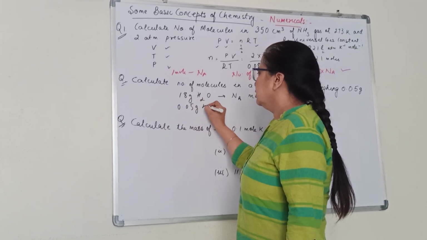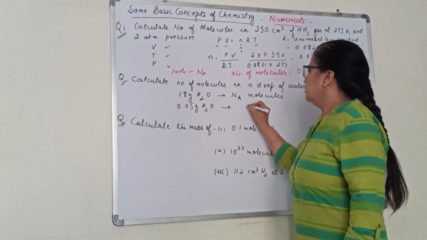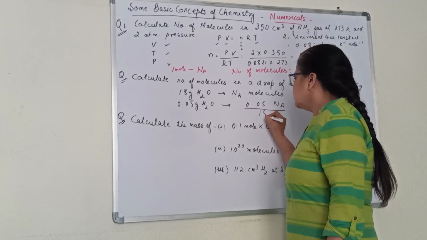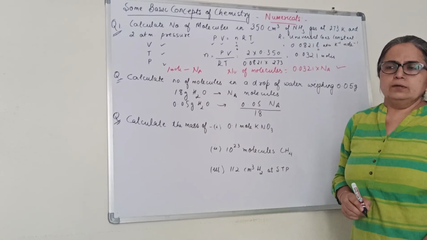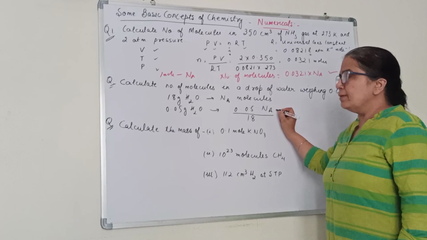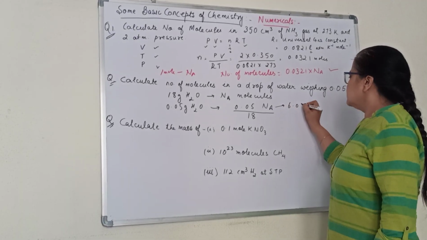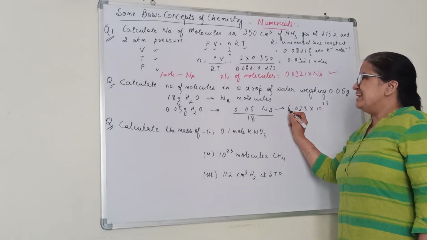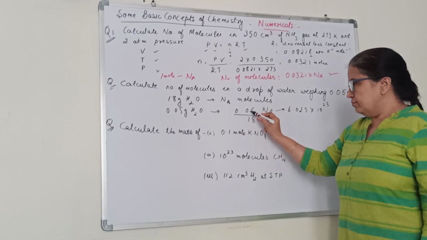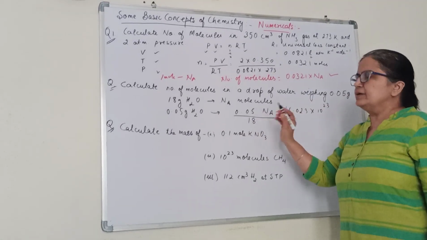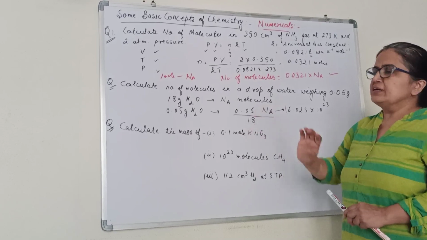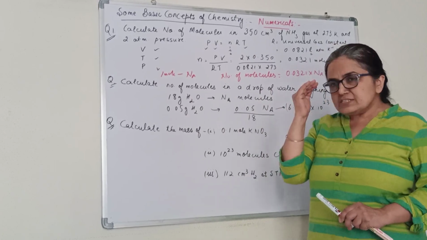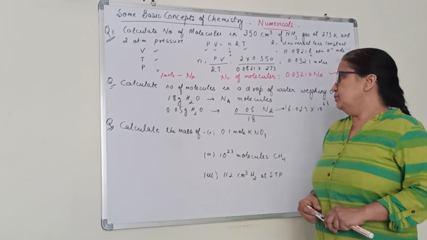So 0.05 gram of water will contain 0.05 into Na divided by 18. I hope this is clear. You can solve it on your own. You know the Avogadro number, you will use it as 6.023 into 10 to the power 23. This is Na. So you will write down 0.05 multiplied by this value of Na divided by 18. I think this part is clear. Don't go by the formulas directly. You understand the concept, then I think it will be easy for you.